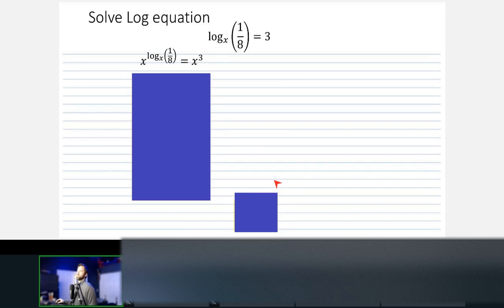All right, solve the log equation. Whoops, I meant to cover up everything, not just that. All right, nothing to see here. Okay, everyone. What do we do first?